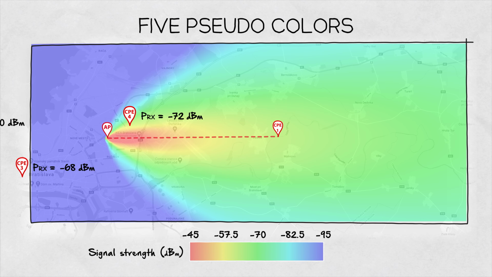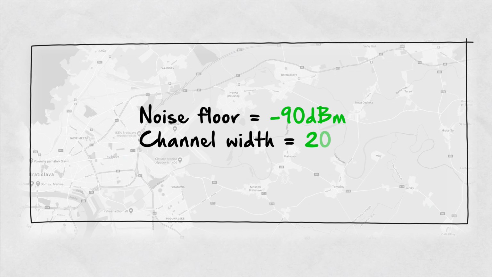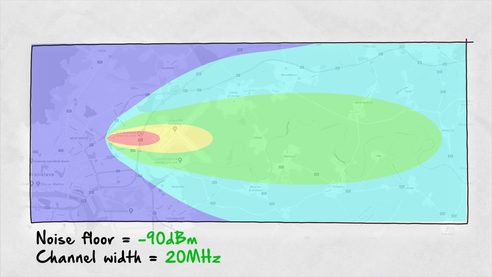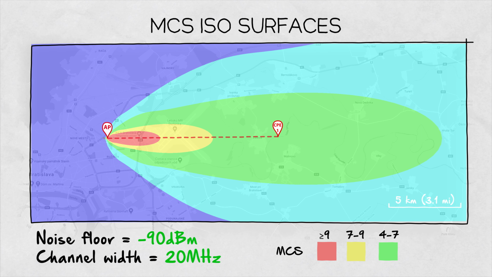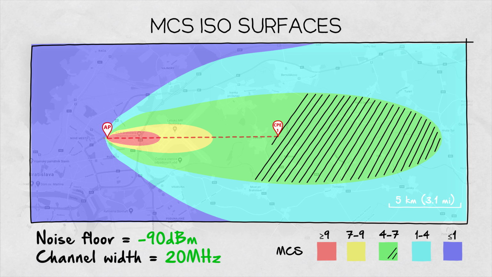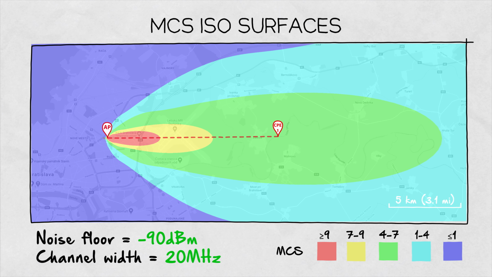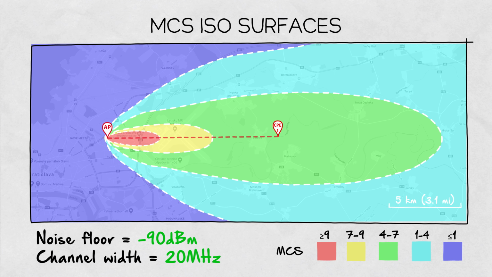And we can go even further. If we know the noise floor level and the width of the radio channel, we can plot MCS isosurfaces. Here, each color corresponds to a range of achievable MCS rates you may know from your radio interfaces. This way, the borders between the areas are very clear and provide a quick and easy reference while designing your next link or optimizing the coverage of an existing one.